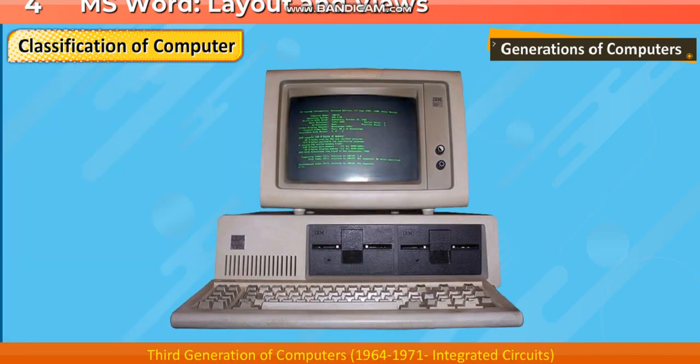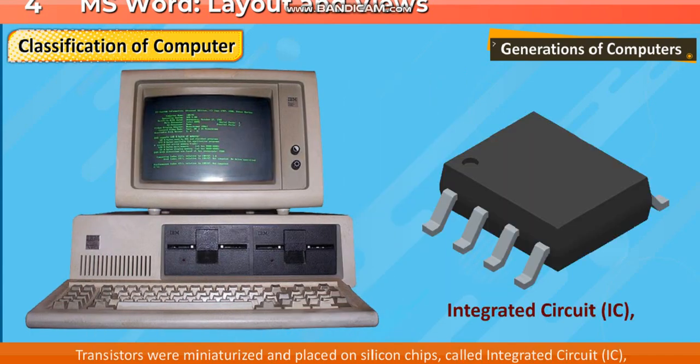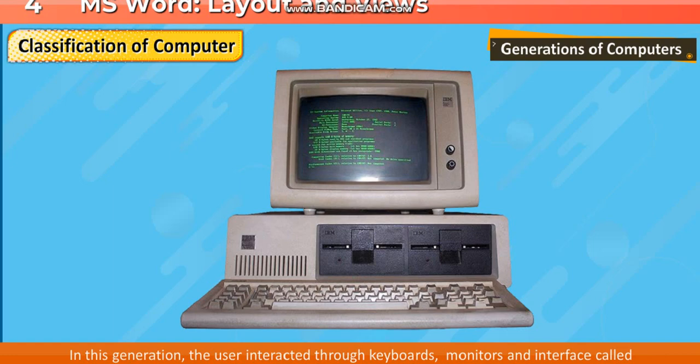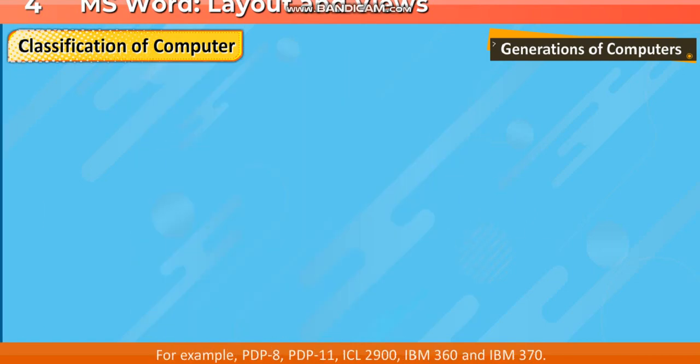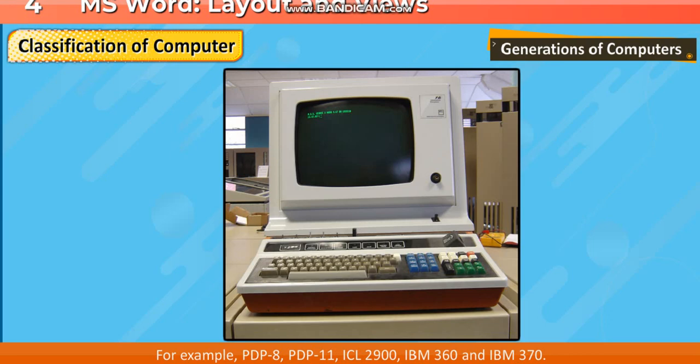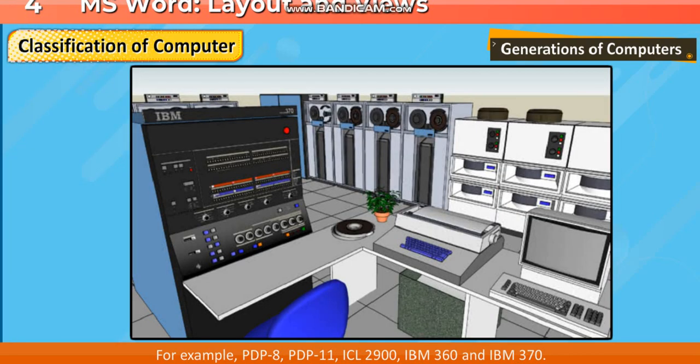Third generation of computers, 1964 till 1971, integrated circuits. Features of third generation of computers. Transistors were miniaturized and placed on silicon chips called integrated circuits, or ICs, which increased the speed and efficiency of the computers. In this generation, the user interacted through keyboards, monitors, and an interface called the operating system. It allowed the device to run different applications at one time. This was smaller and cheaper than its predecessors. For example, PDP-8, PDP-11, ICL 2900, IBM 360, and IBM 370.